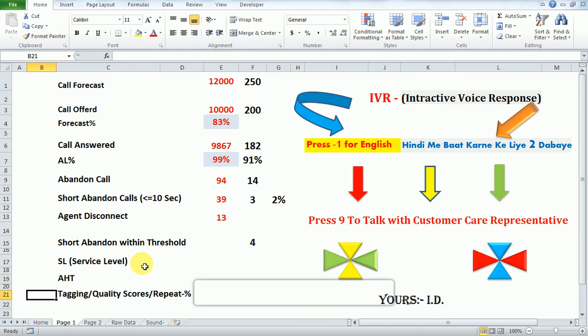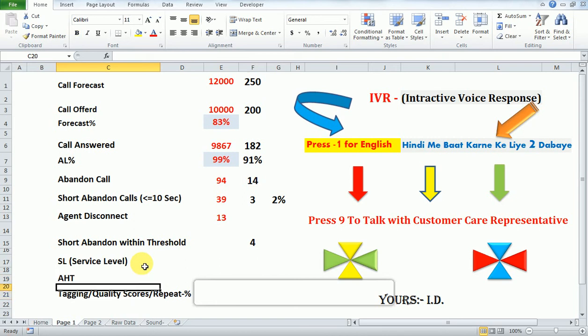If you talk about tagging, the person is talking with the customer care executive, who gives the answer by telephone, but he is also mentioning something in your software, like in CRM. CRM means customer relationship management. He is mentioning some remarks and queries in CRM. So he is making tagging there. Tagging would be considered from CRM or any software. That is called tagging.